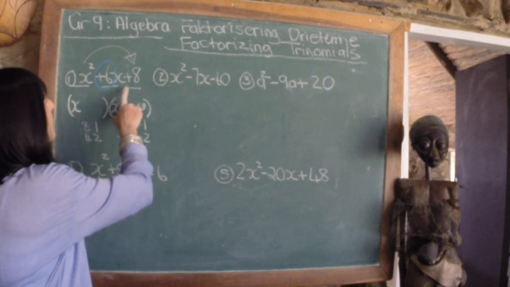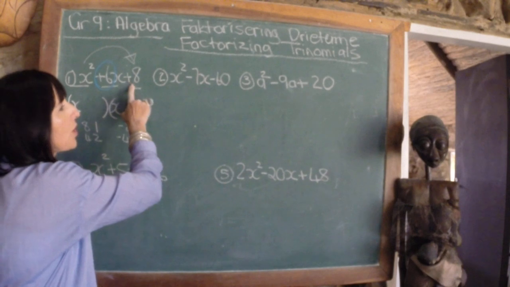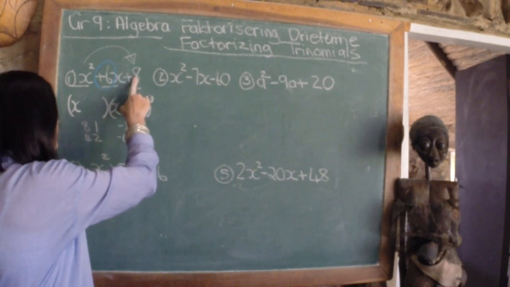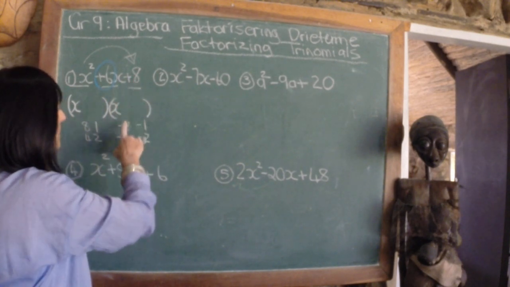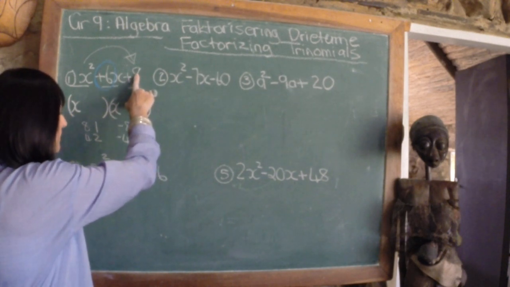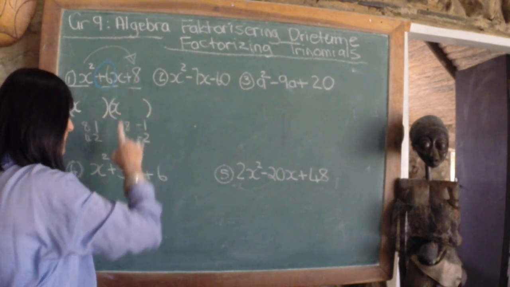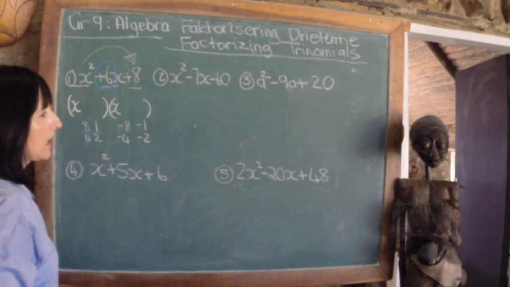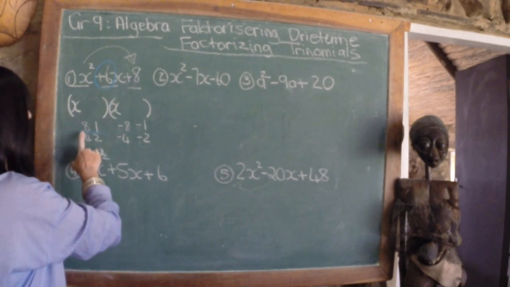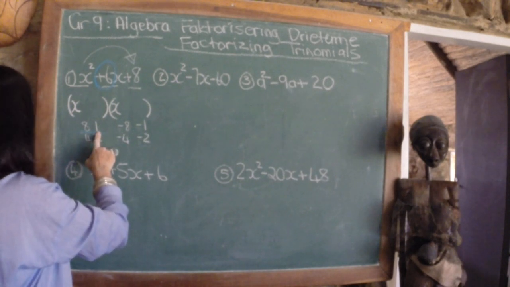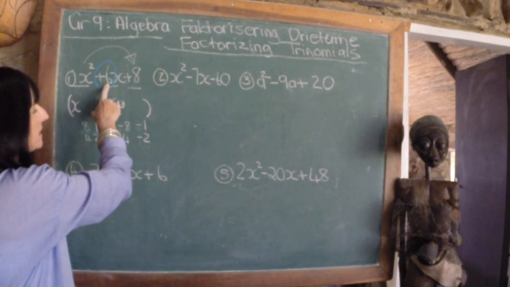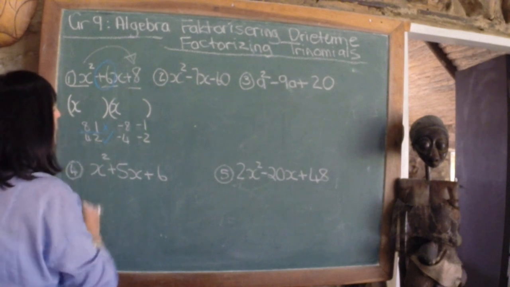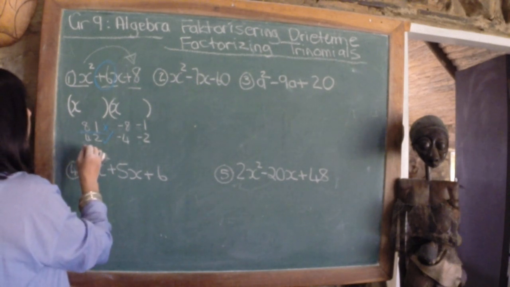Remember, when I get the factors of the third term and then I multiply. 8 times 1 gives me 8. 4 times 2 gives me 8. Minus times minus gives me plus 8. Now, if I add the 2, it must give me the middle term. 8 plus 1 gives me 9. No, that won't work. I need 6. 4 plus 2 gee vir my 6. That's the one, because I must add now.